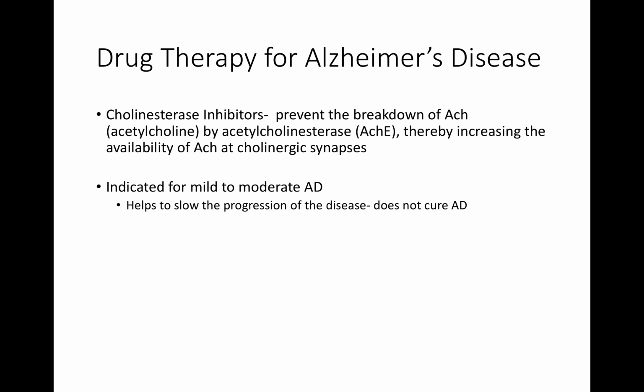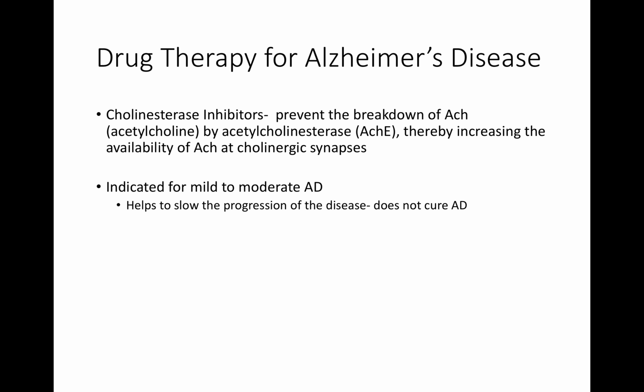Formation of neuritic plaques in the brain, because that's Alzheimer's, causes disruption of nerve impulse transmission and death of neurons due to loss of acetylcholine. So knowing that with Alzheimer's, we need a medication to prevent the breakdown of acetylcholine by acetylcholinesterase, thereby increasing the availability of acetylcholine at those cholinergic synapses. We need acetylcholine because it's one of the major communicators in the brain. So we give them cholinesterase inhibitors that will prevent the breakdown of acetylcholine.